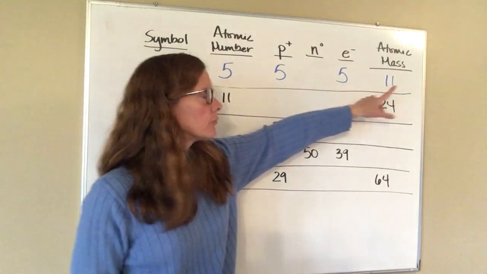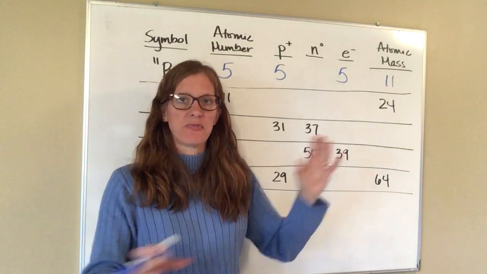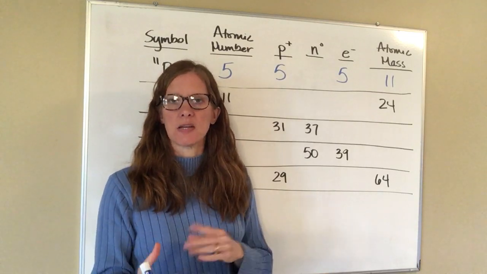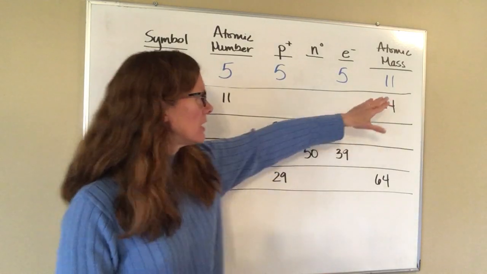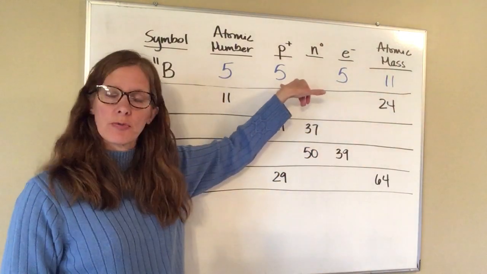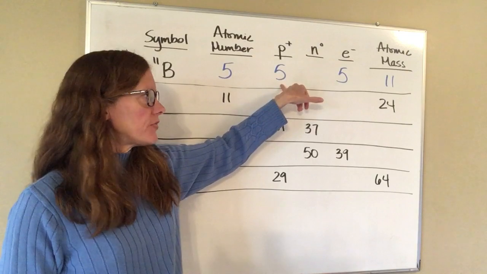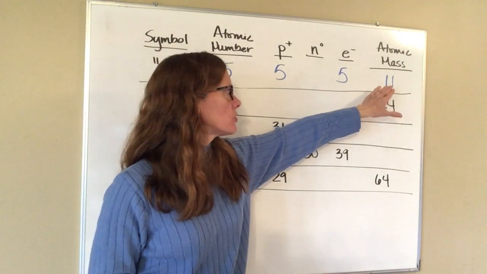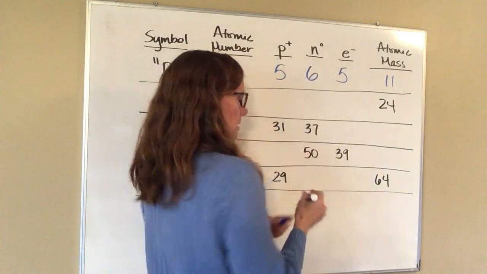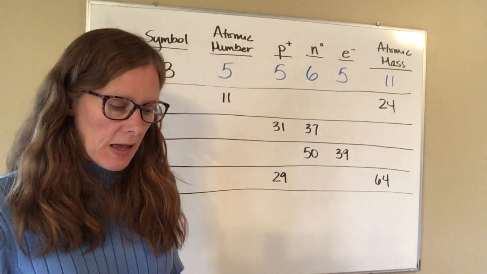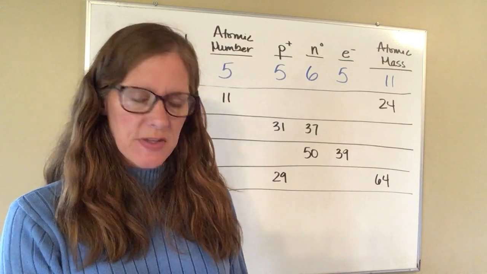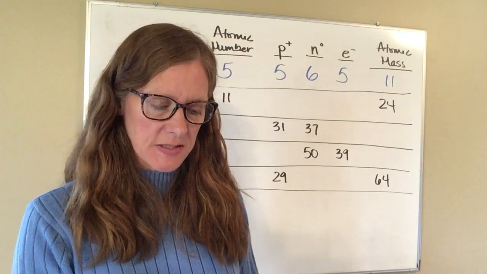Remember that we said the electrons have very, very little mass, and so the mass of the atom comes from the protons and the neutrons together. If I know that the atomic mass is 11, and I know that the number of protons is 5, then if I subtract these two, 11 minus 5, the number of neutrons is going to be 6.